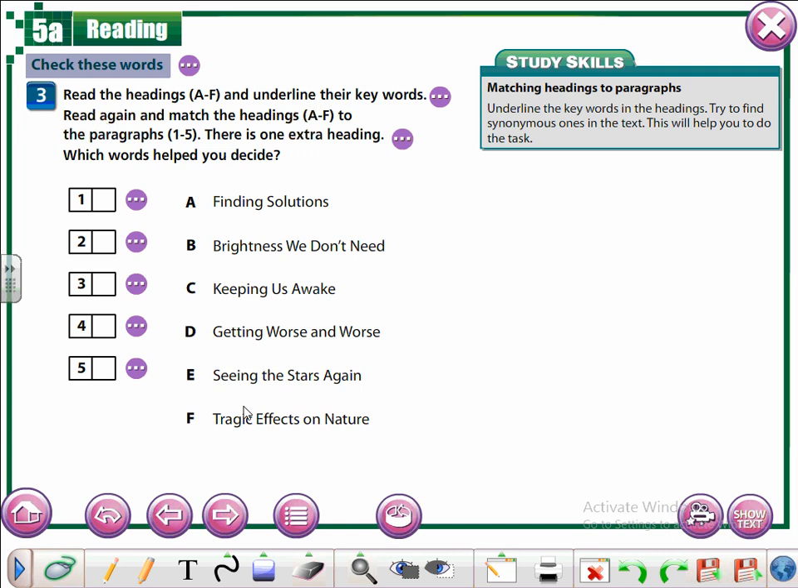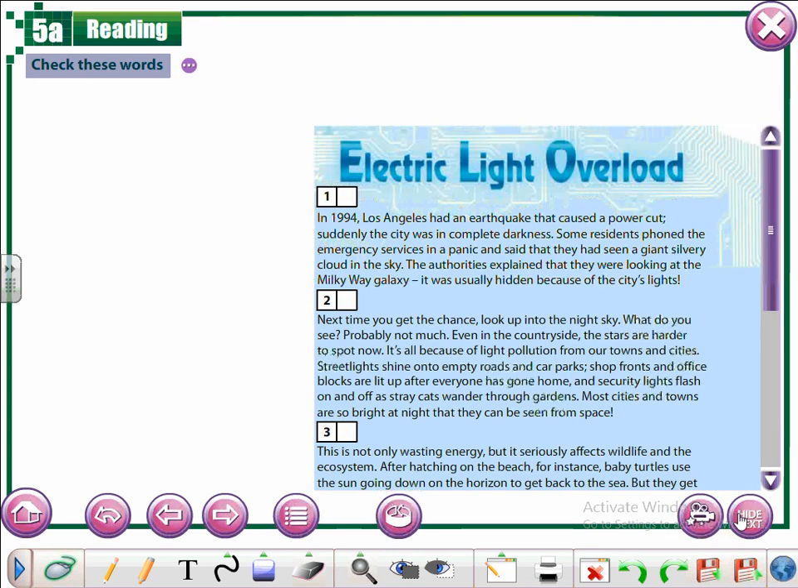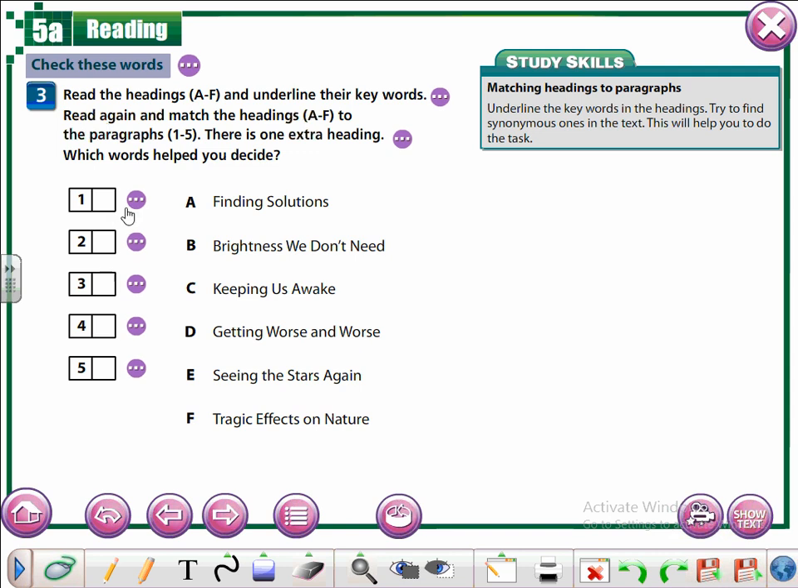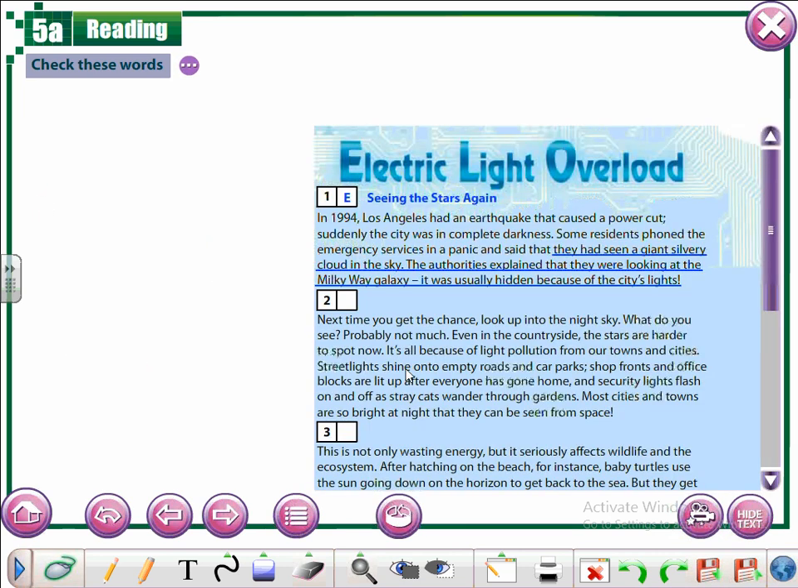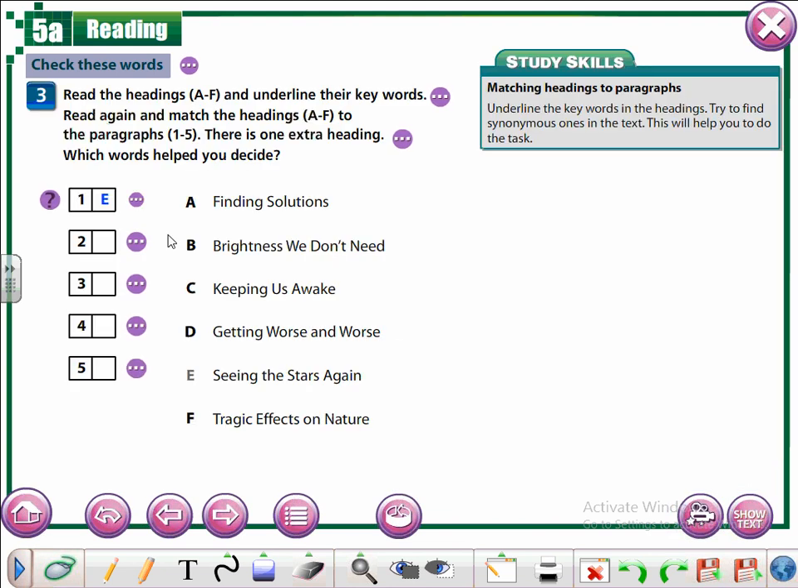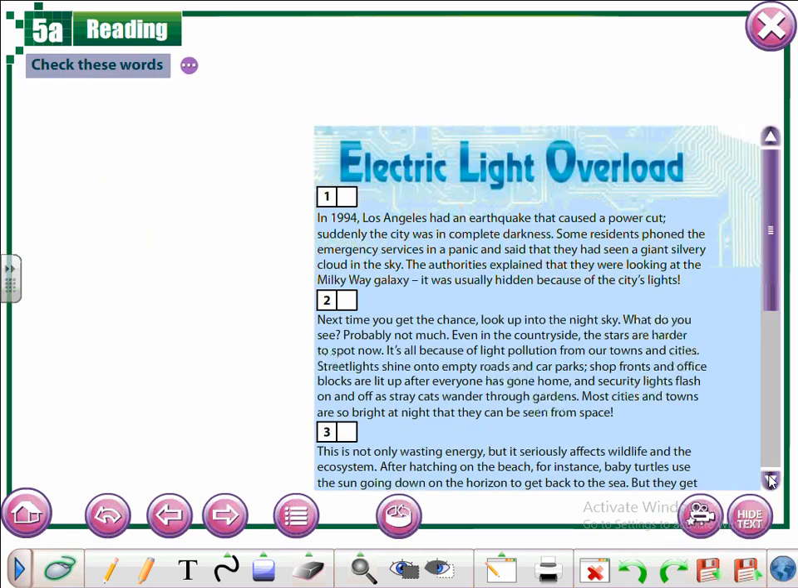So, finding solutions. Where was the paragraph that was talking about finding the solutions for the light pollution? Do you remember? Yes, for sure. It was paragraph number... Sorry. Okay. I missed it. No, it wasn't like that. I mean, yes, number 5. Brightness we don't need. Which are the brightness we don't need?